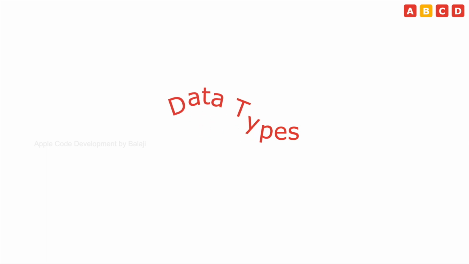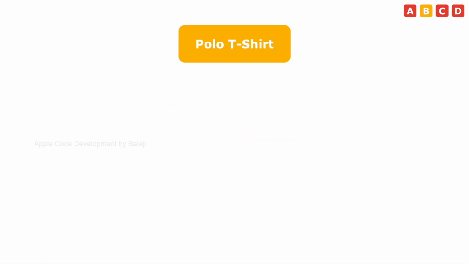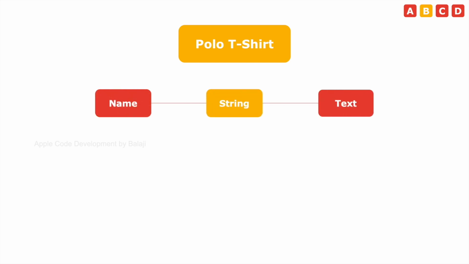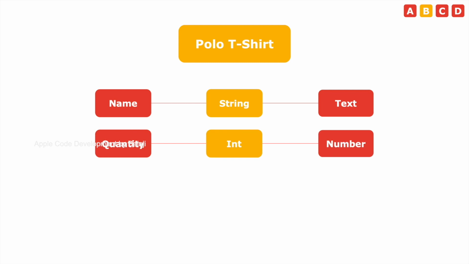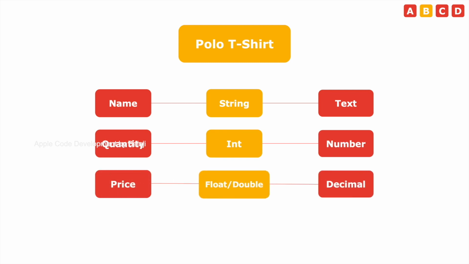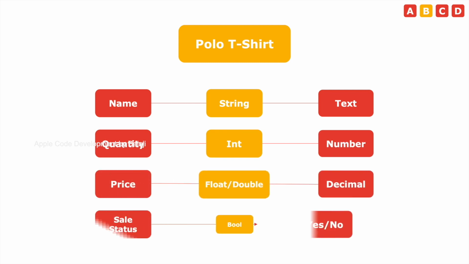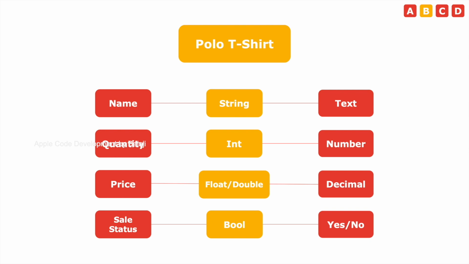The next topic is data types. As we mentioned in our example, in Swift, the polo t-shirt name is handled as string, quantity handled as integer, price handled as float or double, and the sales status handled as Bool.